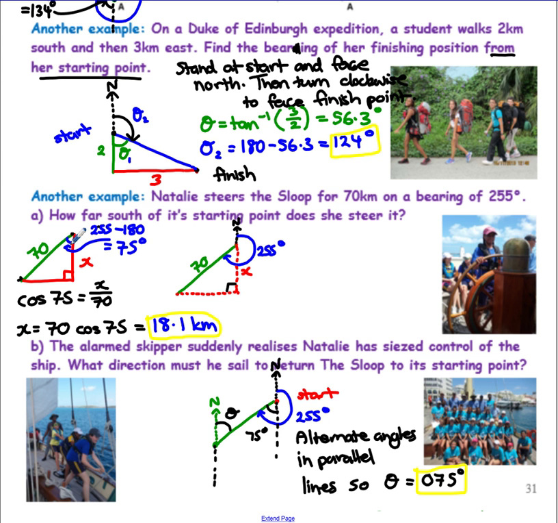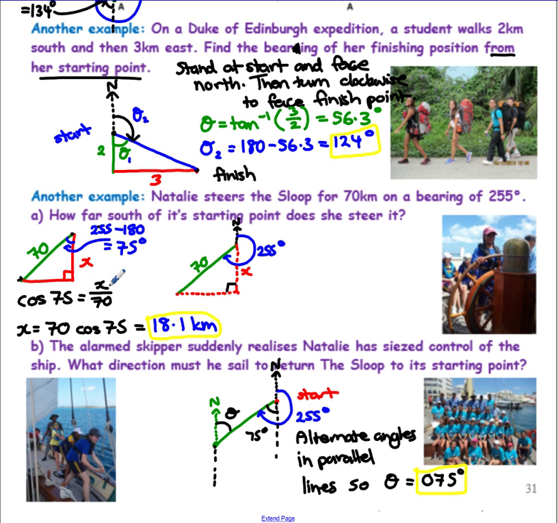So Natalie, would you use sine, cos or tan? Cos. Why did you choose cos? Because we're using the adjacent and the hypotenuse. Excellent. So let's do that. Cos theta, so we know our angle is 75 because it's 255 minus 180, equals the adjacent, which is our unknown side, how far south you're going to travel, over the hypotenuse, which is 70.